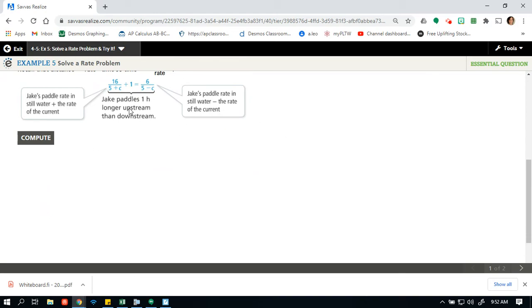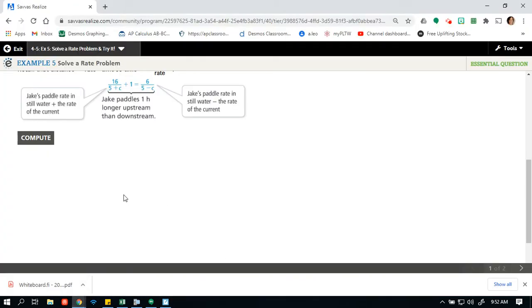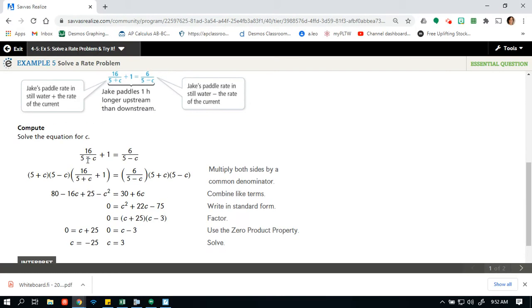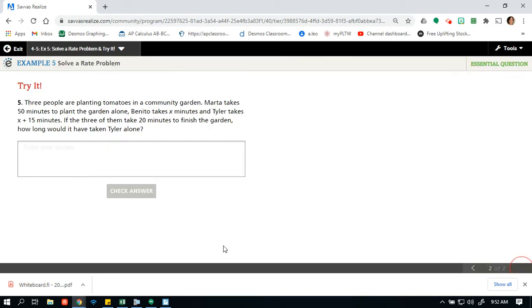Solution here. Again, they're telling you how to break it down. I like breaking mine down into tables, or, I mean, this is really a table, you just don't see the lines, to get myself a visual cue on what I'm looking at. They just threw it straight into the equation. They computed it. We can't have a negative current or speed. You could have a negative velocity, but you cannot have a negative speed. And so the current is 3 miles per hour.